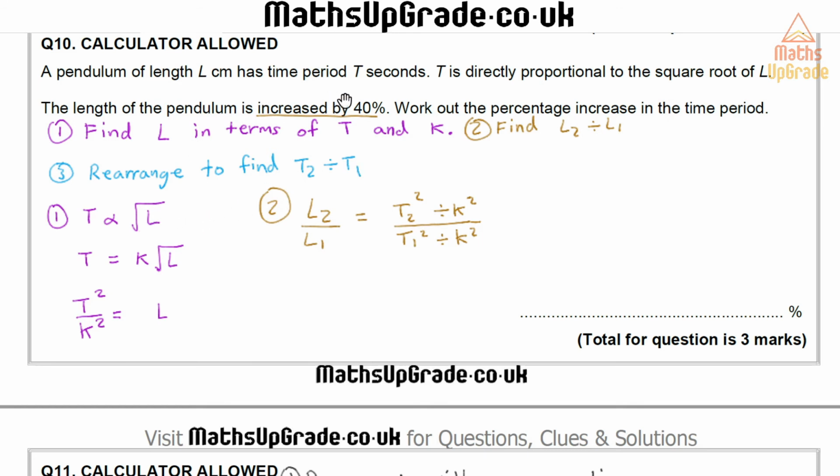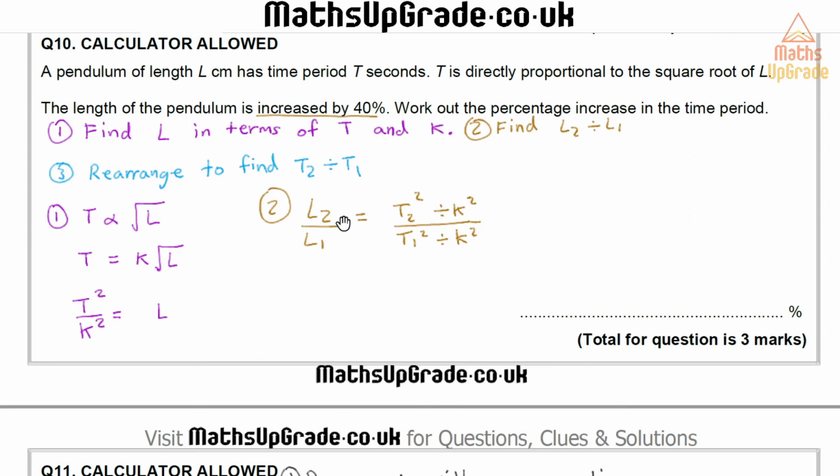So I'm told that t is proportional to the root of L. So t is proportional to root of L. As an equation, t equals k times root L. Now if I get this in terms of L, I need to divide by k on both sides, so it'll be t over k equals root L, and then square both sides, so t squared over k squared equals L. So here's my equation in terms of t and k. So L equals t squared divided by k squared.